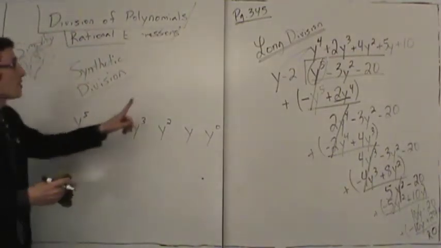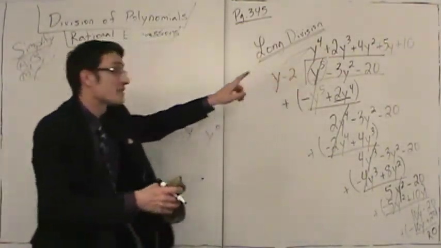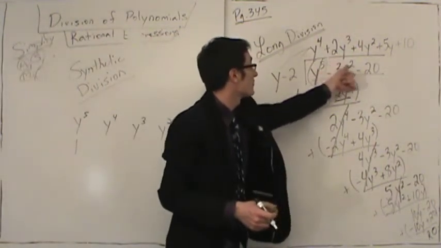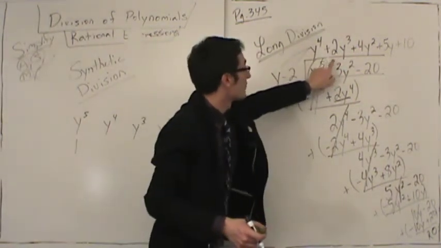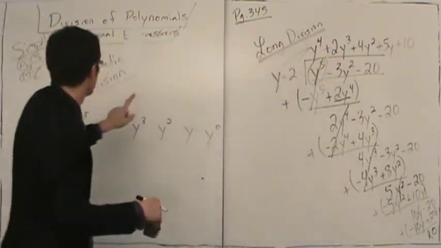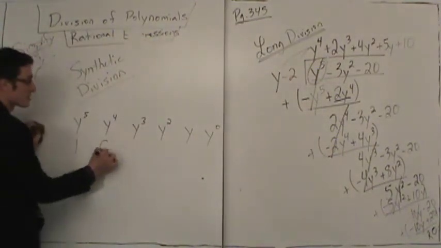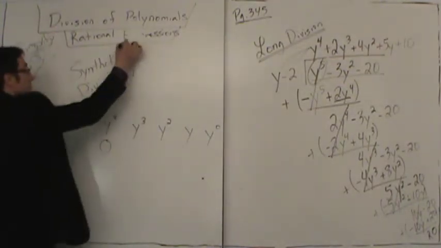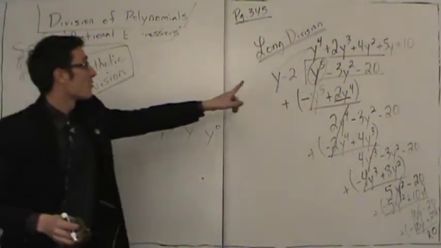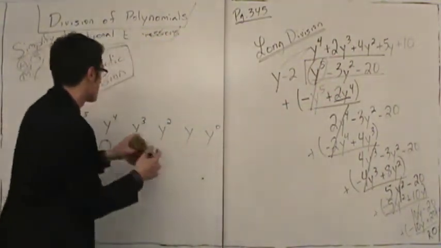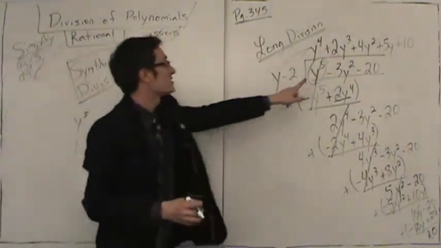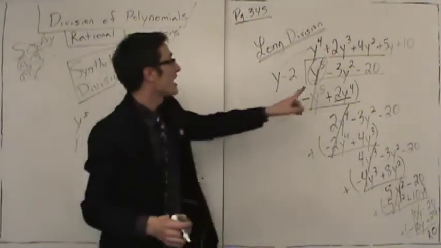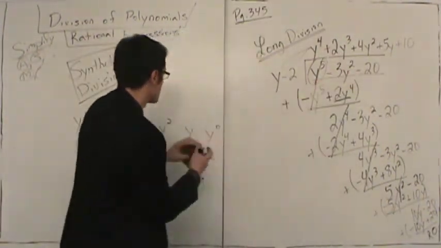And now what's in front of y to the 5th? Hopefully you say a constant of 1, or a coefficient of 1. What's in front of your y to the 4th? Do we have a y to the 4th term? No. So what do we insert if a term is missing? We insert a 0. Remember, every degree has to be accounted for in synthetic division. Now, what's in front of our y cubed term? We don't have y cubed, so we put a 0. What's in front of y squared? Hopefully you say a negative 3. What's in front of the y term? Well, there is no y term, so we put a 0.